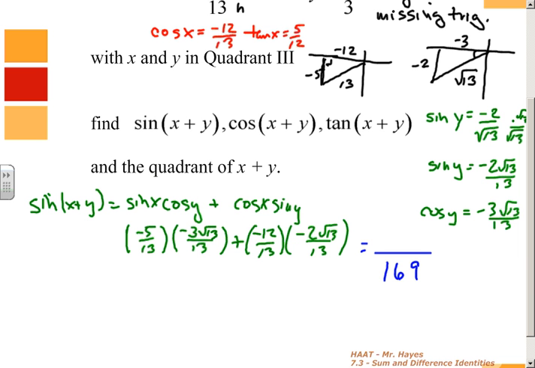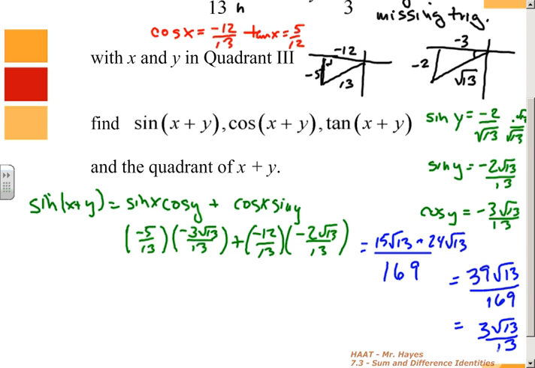So you multiply across the top. So now I've got 15 root 13 plus 24 root 13. Then, since you can combine like terms there, you'll end up with 39 root 13 all over 169. 39 and 13 are both divisible by 13, so then you can change it to 3 root 13 over 13. Ta-da! And cosine is going to be very, very similar to that.